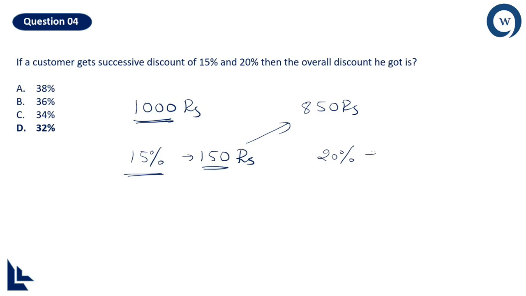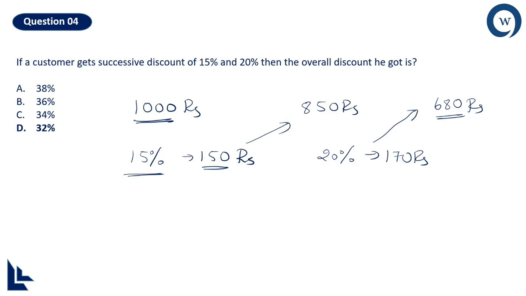And what is 20% of 850? 10% of 850 is 85. Then 20% will be double of that 85, right, which is 170 rupees. Now after this second discount, the price of the item will become 850 minus 170, which is 680.